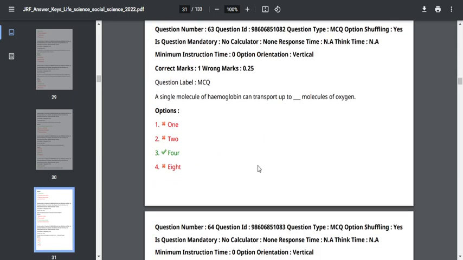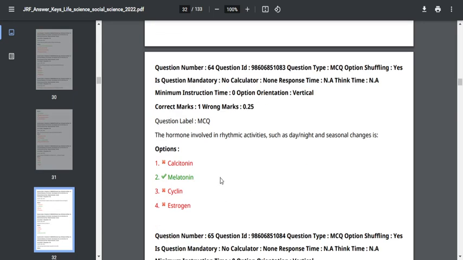So, if you are going to prepare for next year, refer to the NCERT books from 6th to 12th standard. That is well sufficient for you. A single molecule of hemoglobin can transport up to 4 molecules of oxygen. The hormone involved in rhythmic activities such as day, night and seasonal changes is ultimately melatonin.